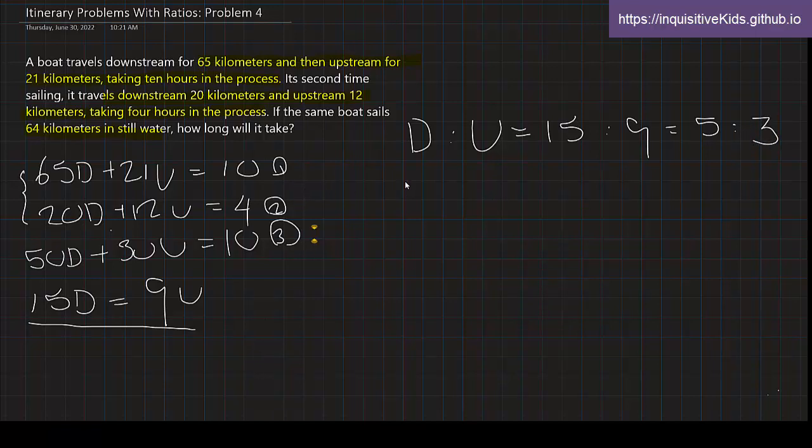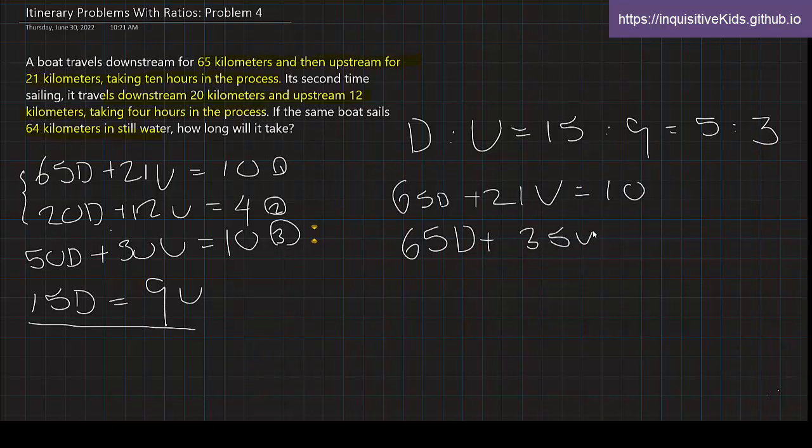So 65d plus 21u is equal to 10. Let's turn this u into d so everything is the same variable. So our new equation would be 65d, and let's first see how many u's are in 21. Well, 21 divided by 3 is 7. 7 times 5 is 35. So 35d, sorry, we changed variables there, is equal to 10.